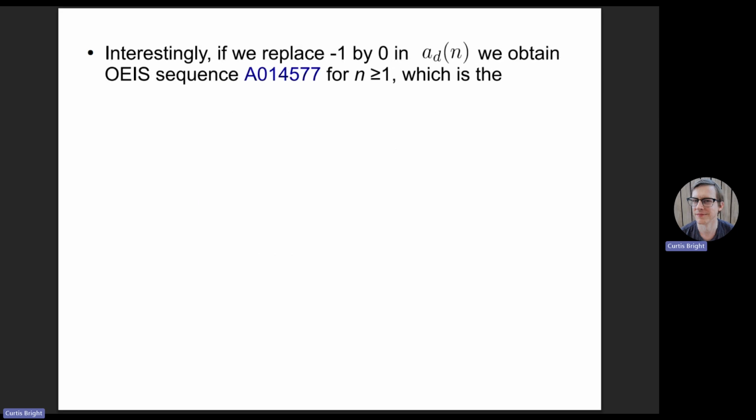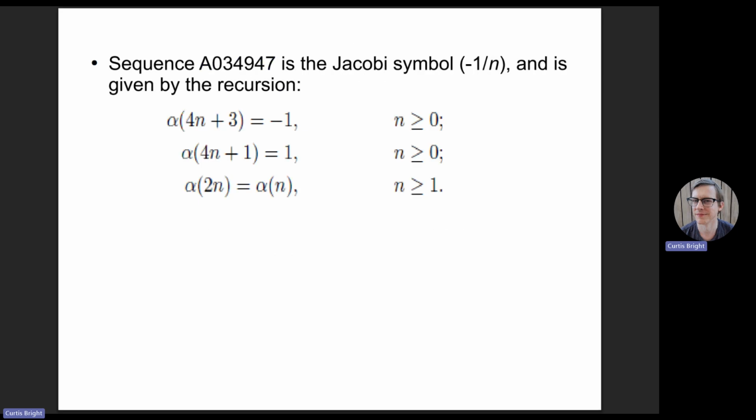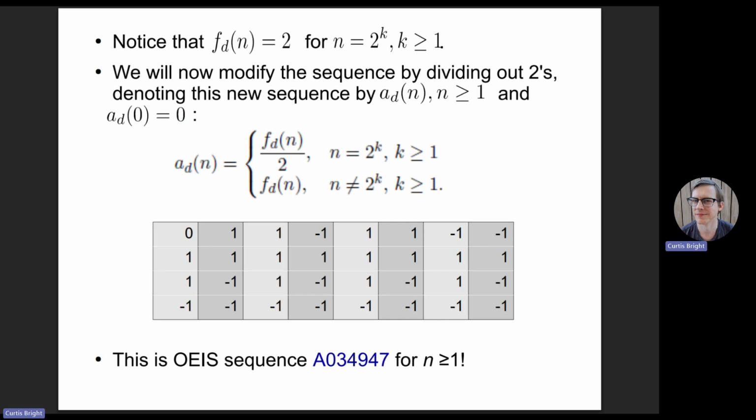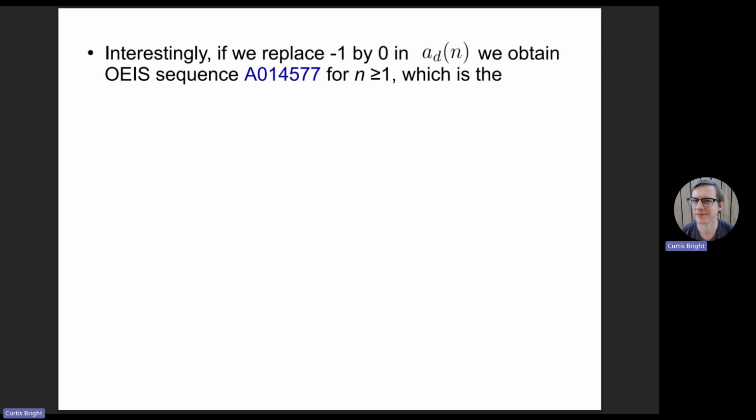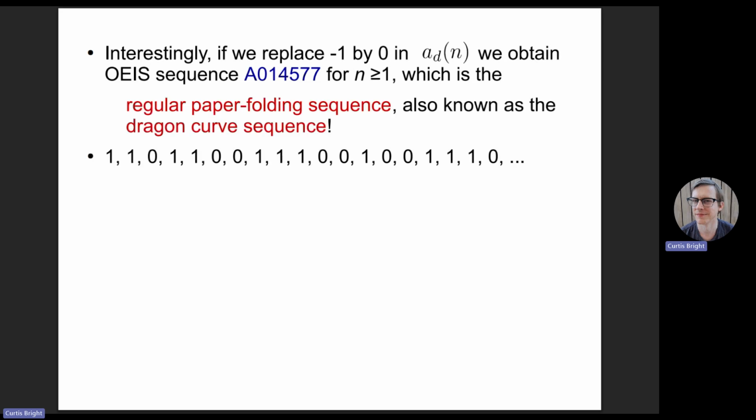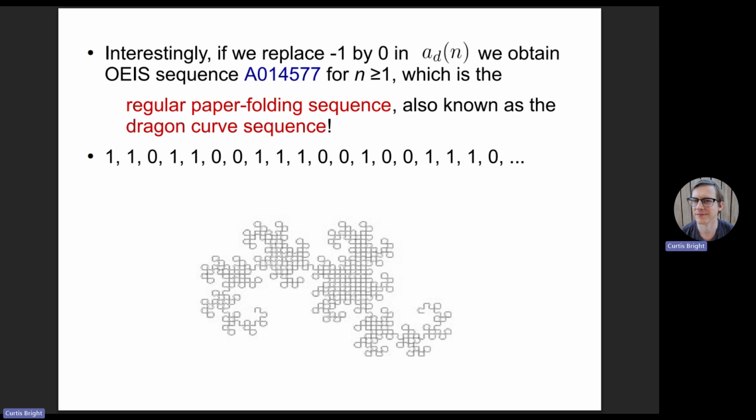Also, interestingly, if we go back and have a look, this is all 1's and negative 1's. This is an even more well-known sequence if you take the negative 1's and replace them by 0's so that we get a binary sequence. This actually turns into the regular paper folding sequence, also known as the dragon curve sequence. So you've seen this picture here probably, right? So this is the picture.